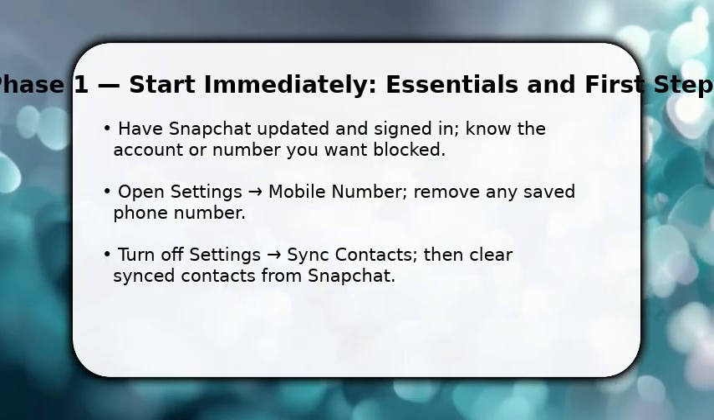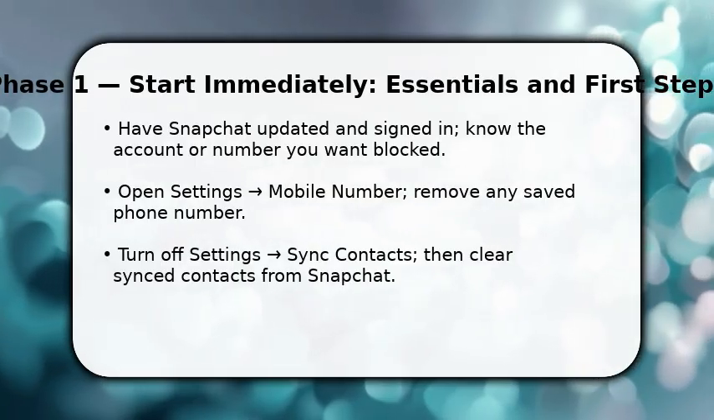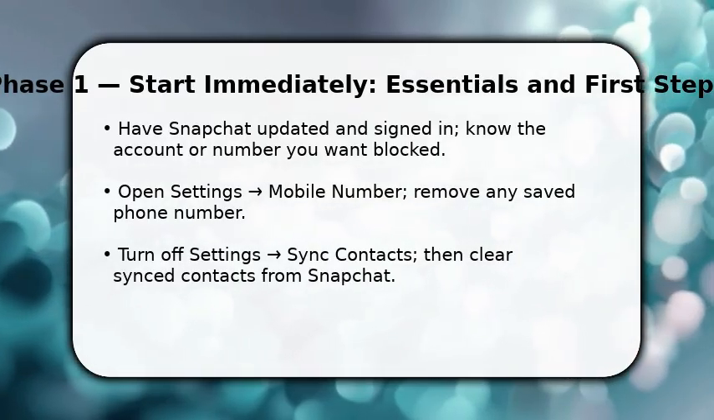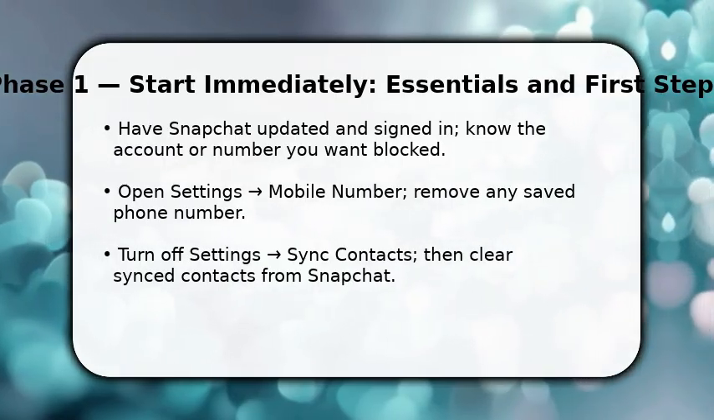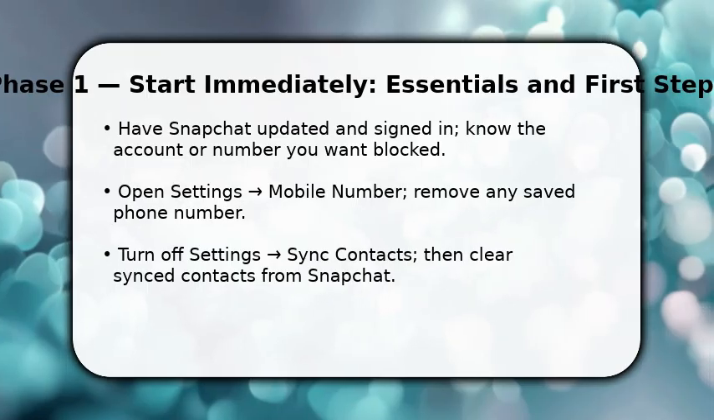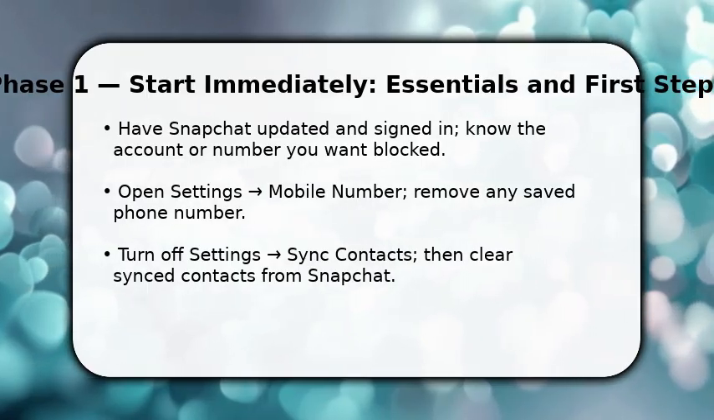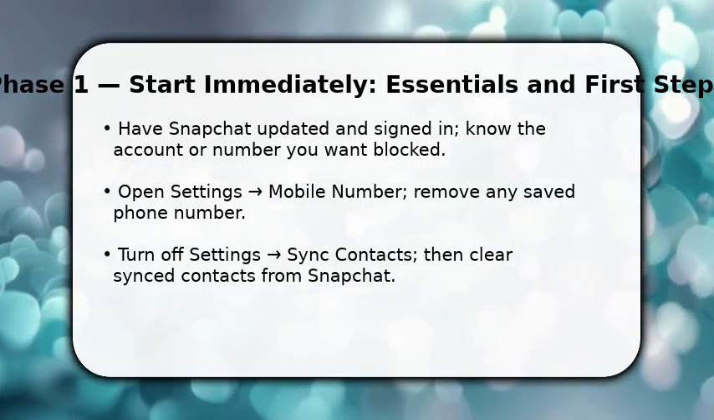You start by removing the phone link and stopping contact sync. Open Snapchat, go to Settings, and remove your mobile number. This prevents new matching. Once done, immediately disable contact syncing so Snapchat won't re-import numbers from your address book.